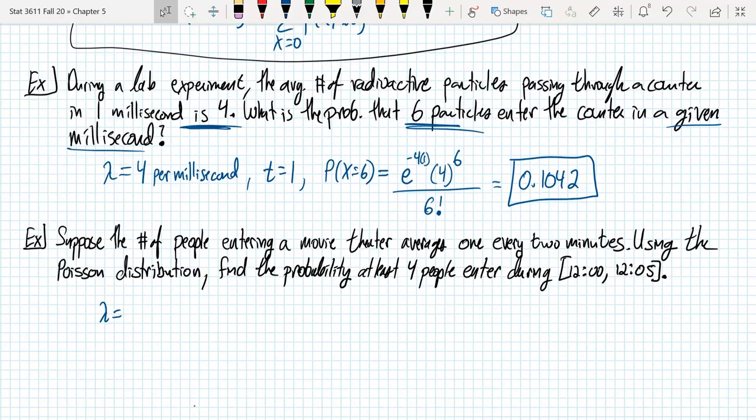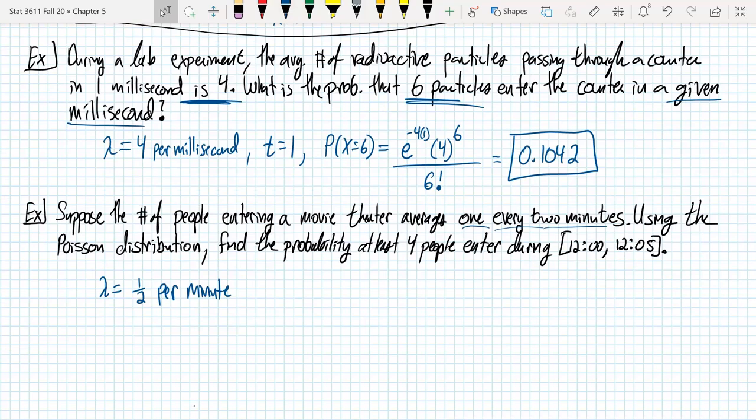So in this case, we're given what? They average 1 person every 2 minutes. So 1 every 2 minutes, that would be a half per minute, right? A half per minute. Well, yeah, let's think about this. We could do this in 2 ways.